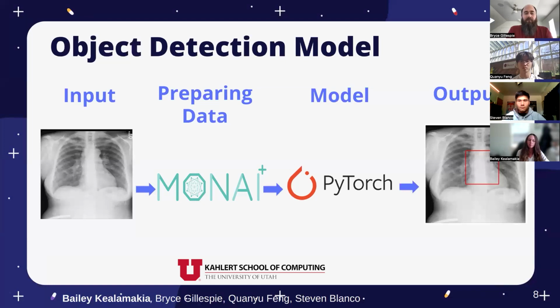And then for our machine learning model, we basically start with an input of an X-ray image, and then we go through a pipeline of preparing the data using MONAI, which is an image processing tool. And then we send that to our model, which we built in PyTorch. The output is an image with a bounding box around where the detected lung cancer region might be.